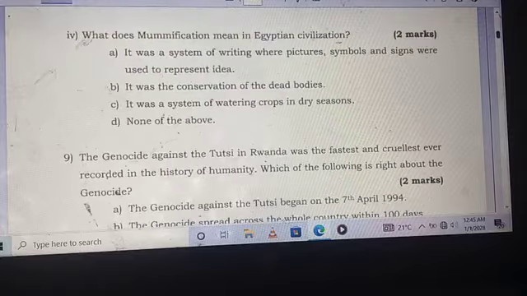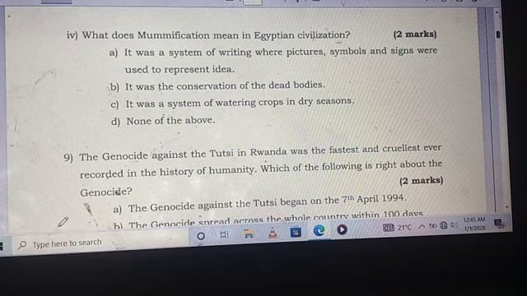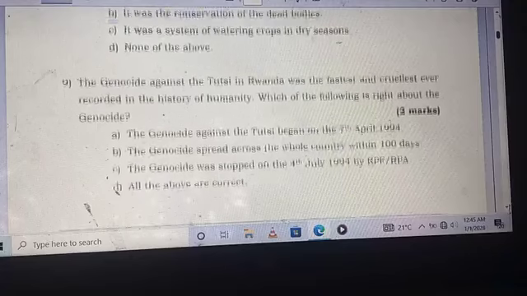Next, IV. What does mummification mean in Egyptian civilization? Choose the best answer. The best answer is letter B. It was the conservation of dead bodies. Ancient Egyptians preserved dead bodies for religious reasons. Let's continue to question 9.